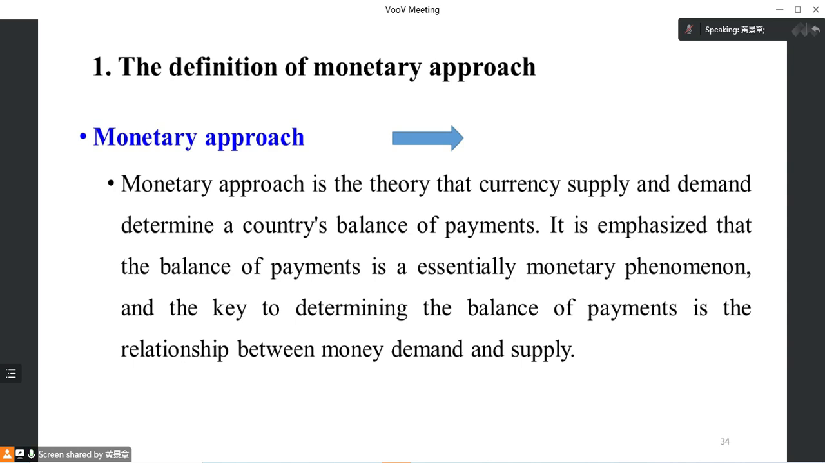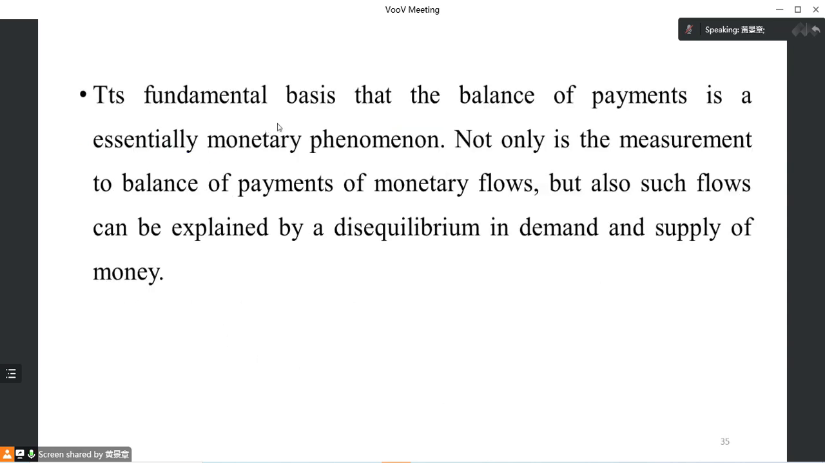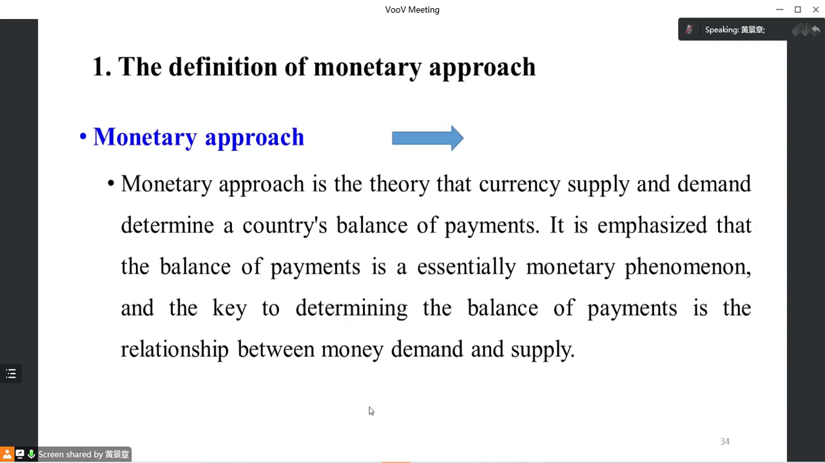Let's go on. The fundamental basis is that the balance of payments is essentially a monetary phenomenon. It is not only a measurement of monetary flows in the balance of payments, but also such flows can be explained by a disequilibrium in the demand and supply of money. From these 2 pages of PPT, we should understand the meaning of the monetary approach.